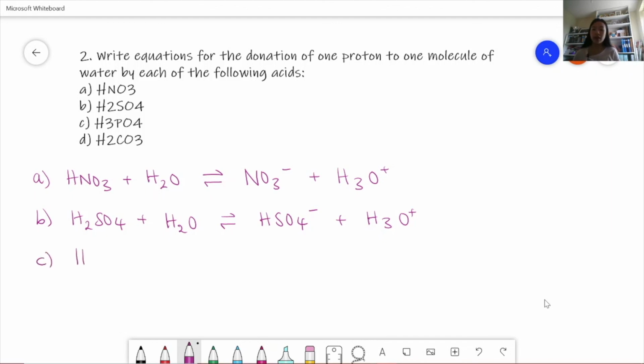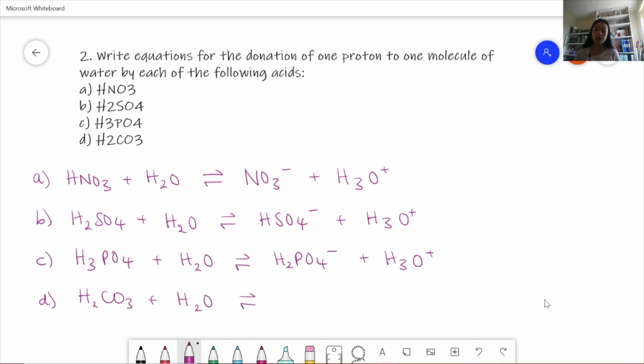And then for C, we have phosphoric acid added with water. And this forms H2PO4 minus plus H3O plus. And the acids always form 1 minus ions because we're losing 1 H plus. So we're losing one of the positive charges. That makes it neutral. And then for D, we have H2CO3 plus water, and that goes to form HCO3 minus plus H3O plus.